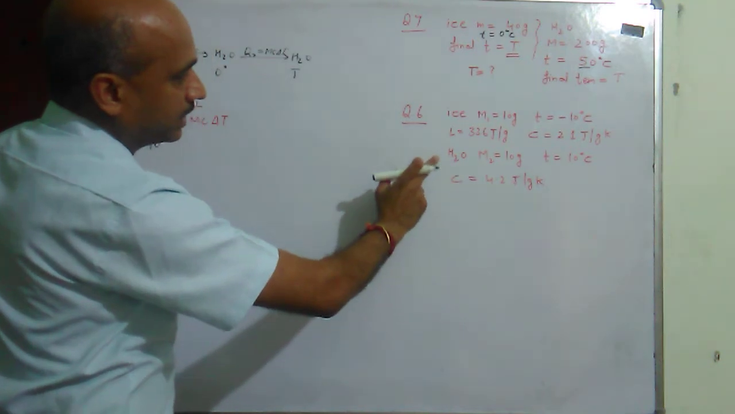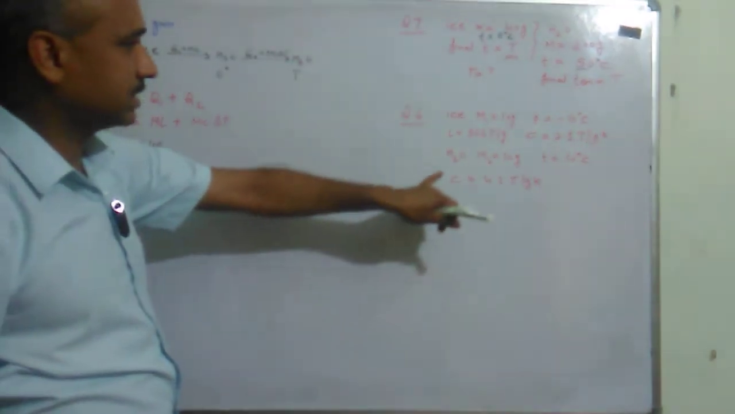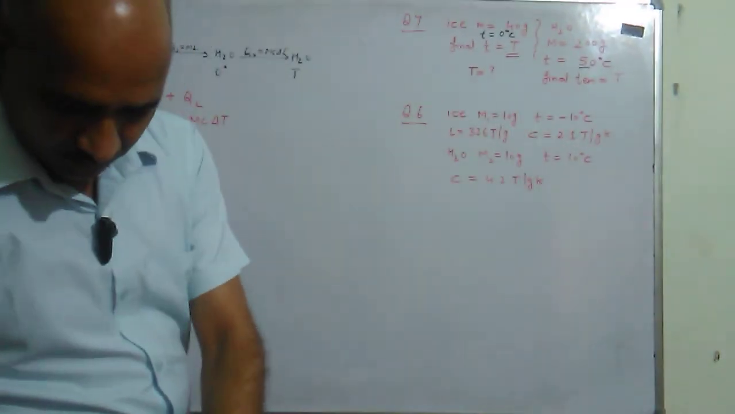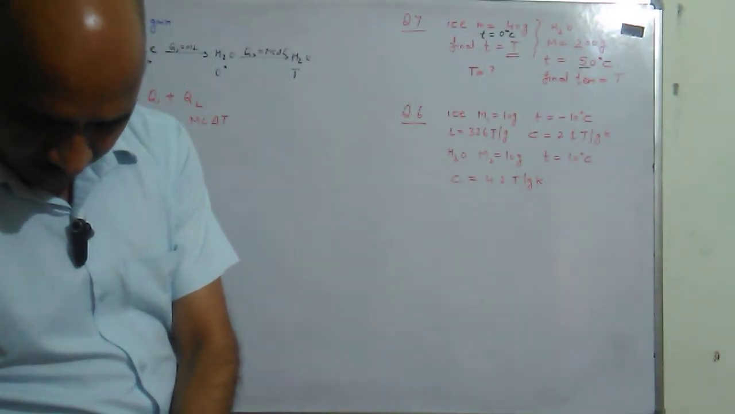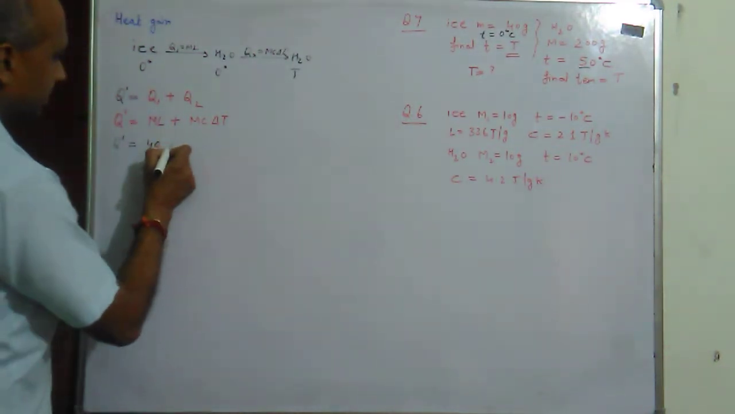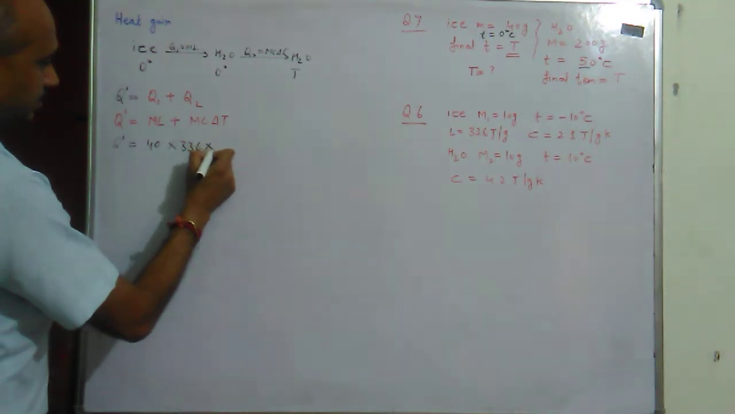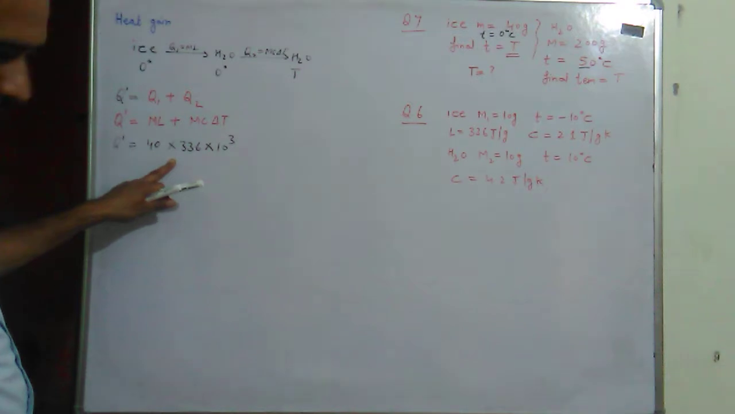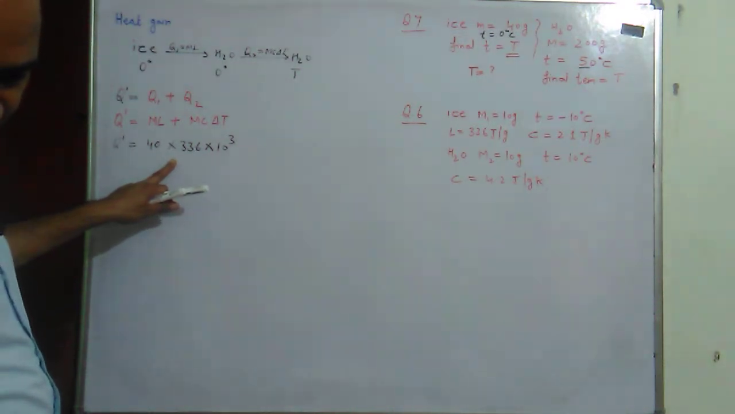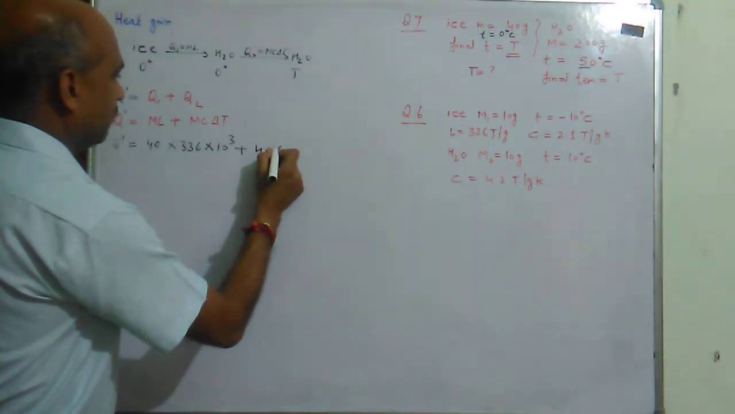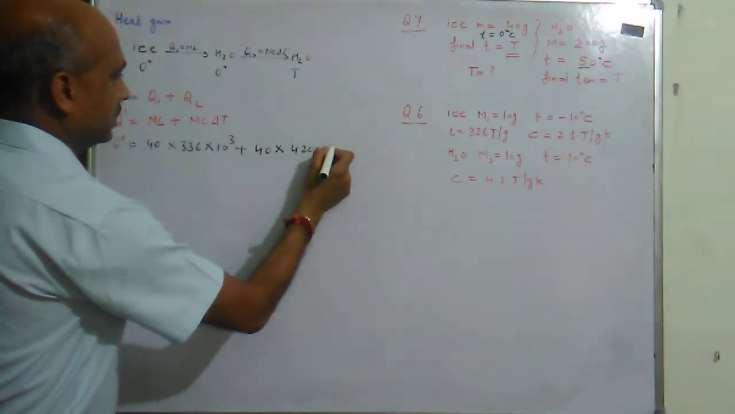The value of latent heat of fusion of ice is given to us. Latent heat of fusion of ice is 336 into 10 to the power 3. This is given to us. And again, M is 40. What is the value of C? It is 4200, into del T.